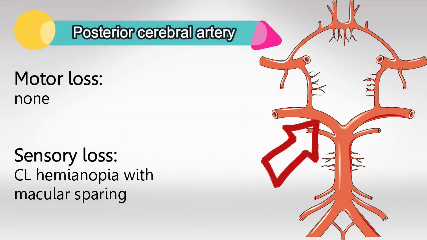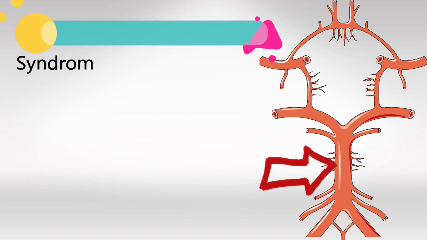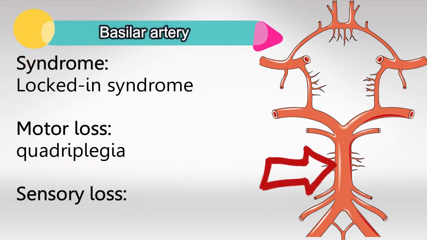Posterior cerebral artery occlusion will cause contralateral hemianopia with macular sparing. Basilar artery occlusion will cause locked-in syndrome. It's a horrific syndrome where the patient would be completely paralyzed but he'd be conscious and aware of his surroundings. So the patient would seem comatose but he would actually be awake.